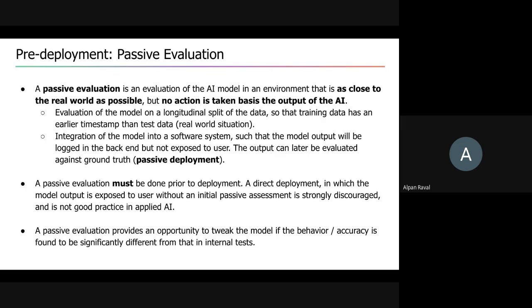Right? And this can happen. This can happen for a number of reasons. Actually, let me ask the audience, right? Just based on everything we've discussed and talked about so far, under what situations can this happen? Let's say you have an AI model that in internal tests does well, but then when you deploy it in a passive evaluation mode, it actually doesn't do very well. Why would that happen? Any ideas?